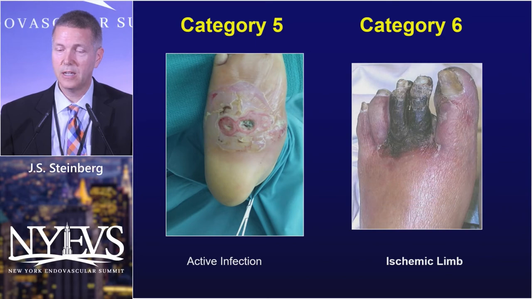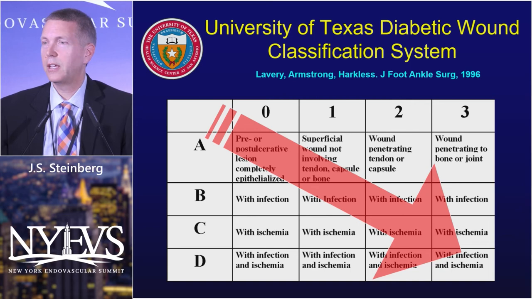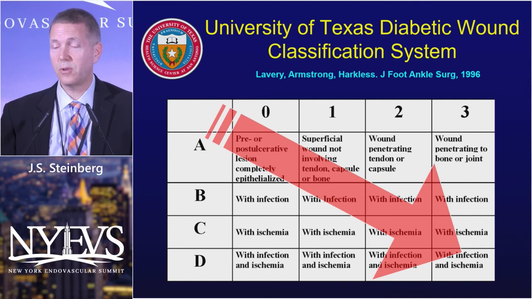Wound classification system, pick whatever works well for you. Some folks are still more comfortable with a very simple Wagner scale. I have nothing against a Wagner scale. Many folks have evolved onto the WIfI system, which is great. A little more complicated for me, and it's not one of my preferred, but whatever works for you in your practice is great, and go with that. Again, I'm a product of San Antonio, so I use the UT diabetic wound classification system.